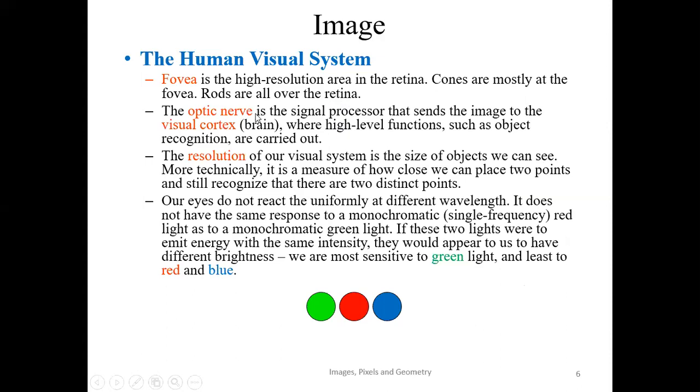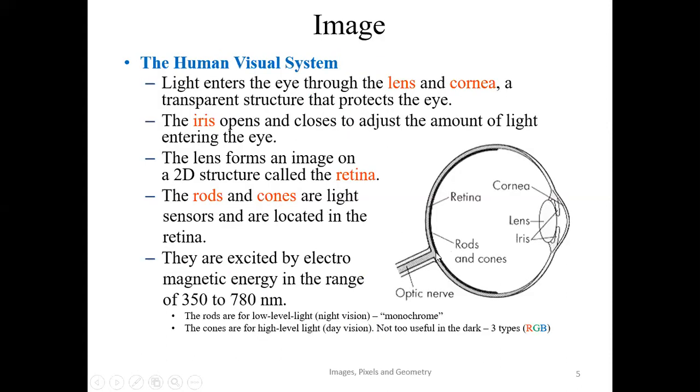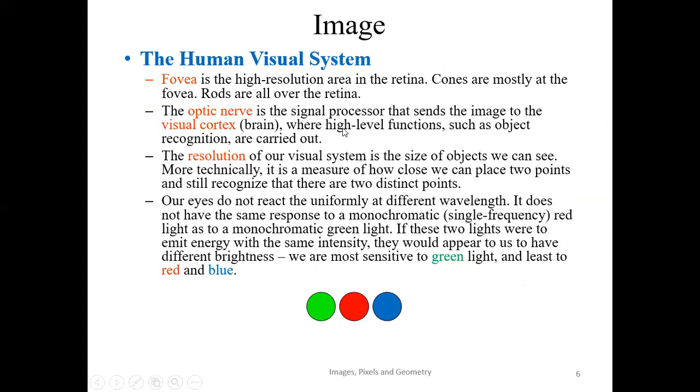The optic nerve, okay, what is the optic nerve? This one is the optic nerve. The optic nerve is the signal processor that sends the image to the visual cortex in our brain, where high level functions such as object recognition are carried out.